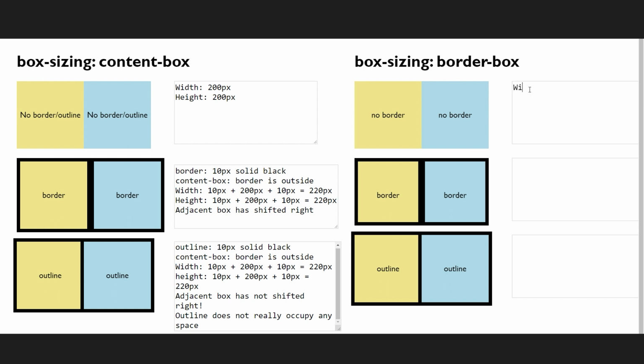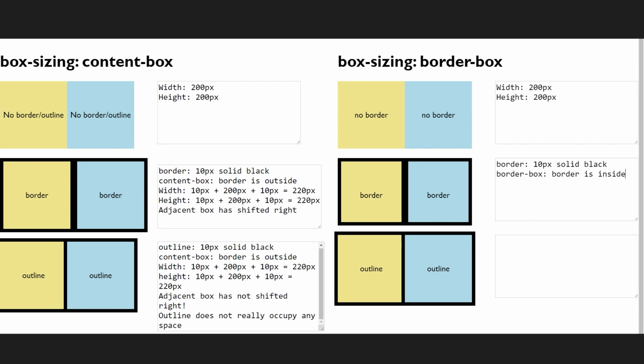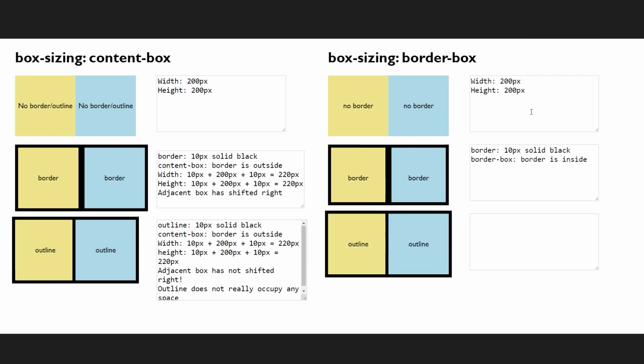So now let's use box-sizing border-box. Again, the two boxes, width 200 pixels, height 200 pixels. So now we apply our border. Again, 10 pixels, solid black. And when box-sizing is set to border-box, we notice that the border is actually inside the element. Let me reduce the screen size so we can see everything.